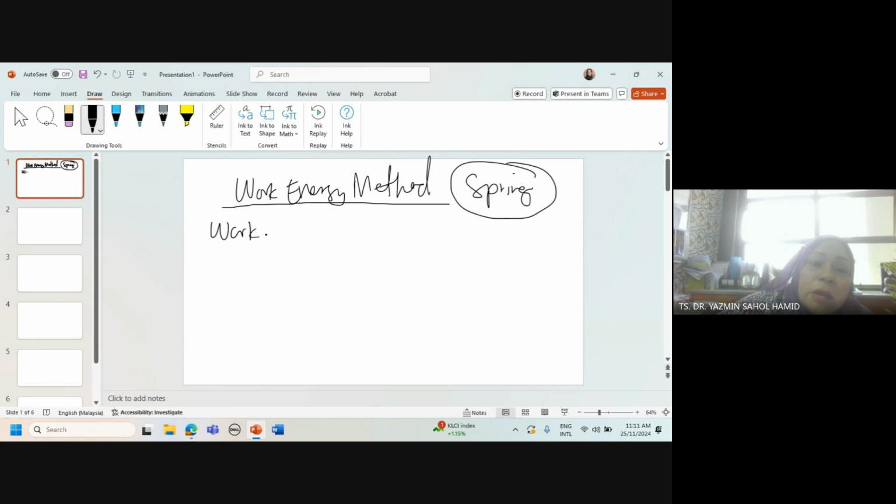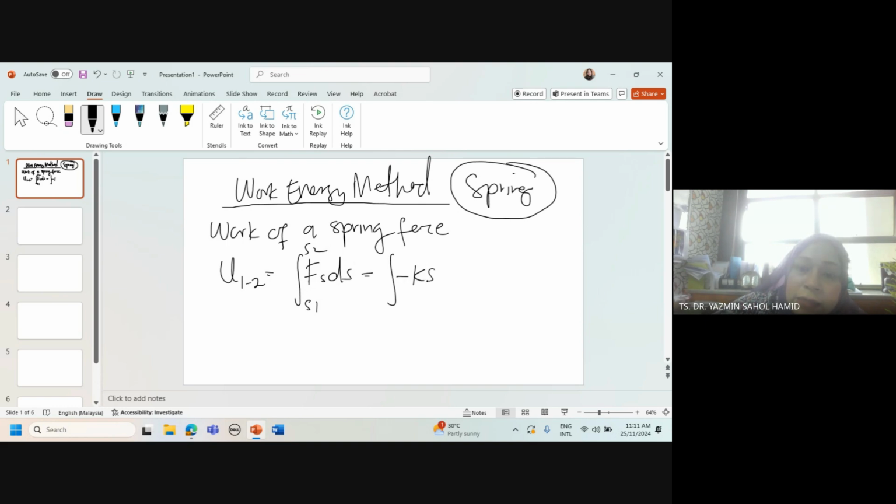So what is the work of a spring force? The work of a spring force from 1 to 2 equals the integration of Fs ds, integrated from s1 to s2, but the formula is negative ks. So negative ks ds from s1 to s2. If you need to use the formula for the work of a spring, it is the integration of negative ks. So the work of a spring, the formula will be negative 1 over 2 k s2 squared minus 1 over 2 k s1 squared. So it is the final minus the initial.